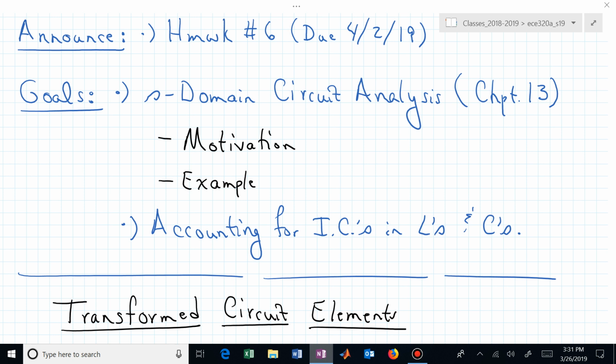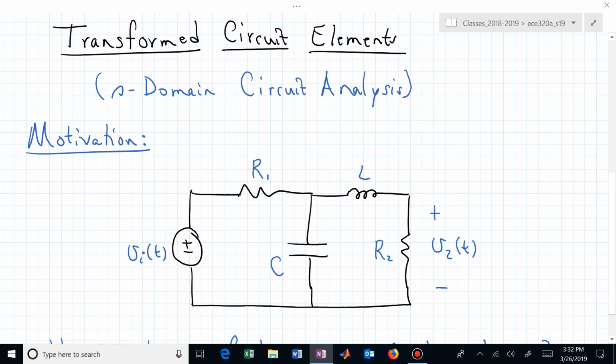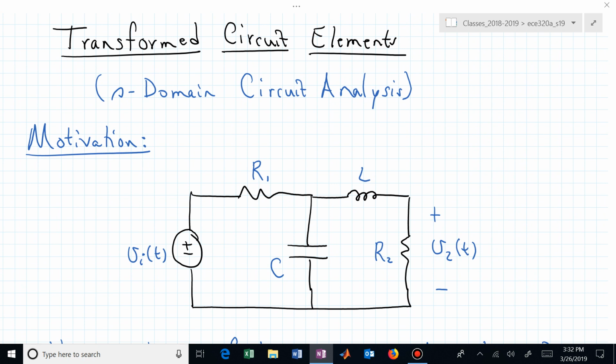And I want you to hopefully have a better understanding of how you can now incorporate or account for the initial conditions on any L's and C's that might be in your circuit in the S-domain equivalent. And you'll do that by introducing sources. So let's see if we can motivate this concept, which is from chapter 13.